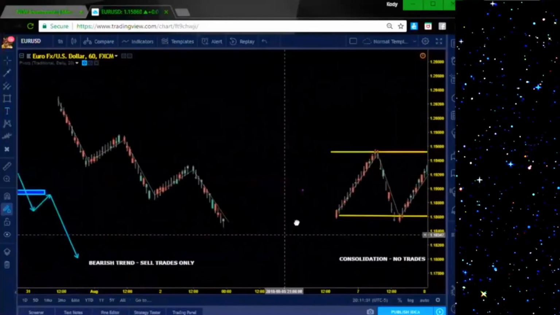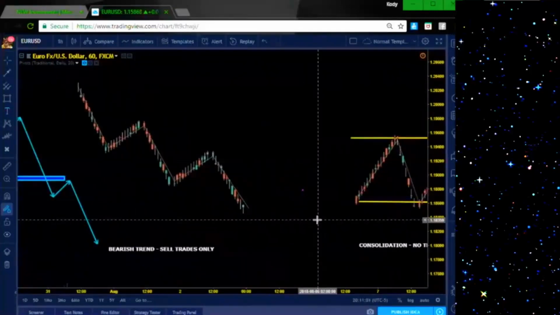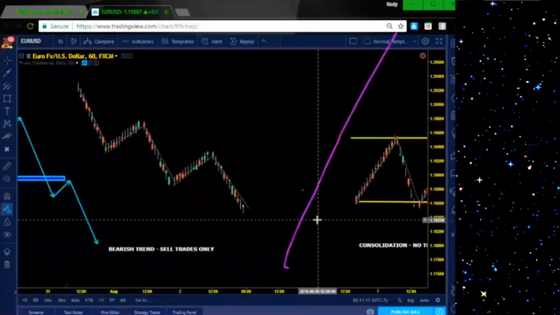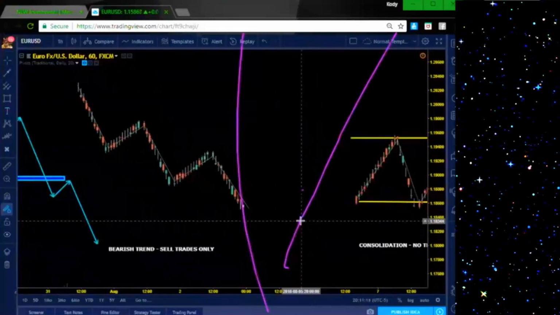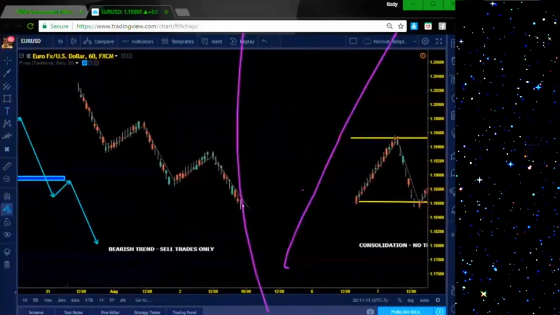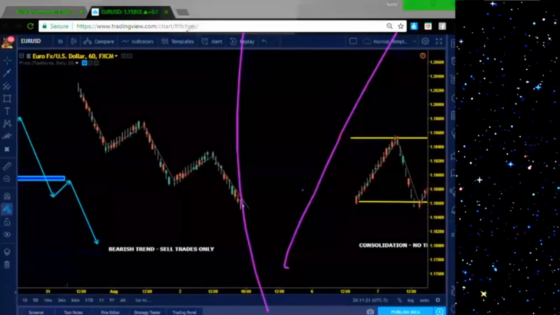In a bearish trend, what is the most important level you need to have marked? Who can tell me the most important level you need to have marked in a bearish trend? Oh man, someone's drawn on my screen. The last high. That's right. The last high.